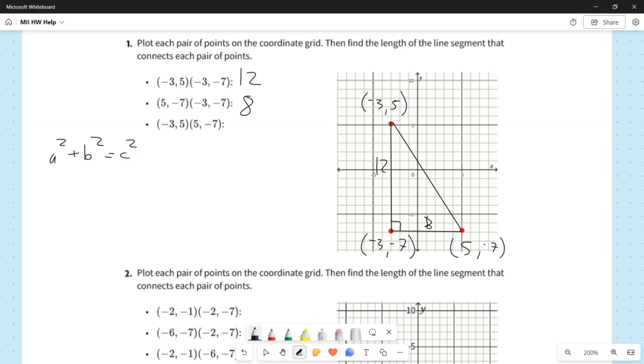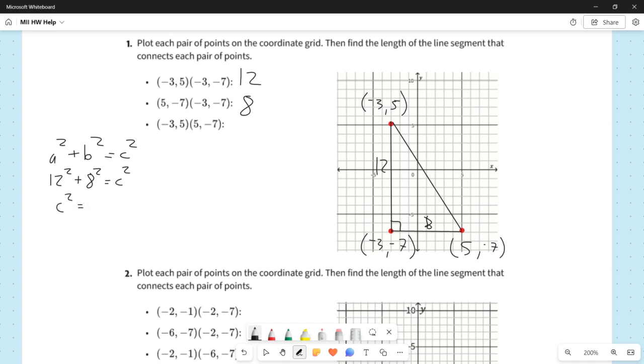A squared plus b squared equals c squared. In this equation, c must be your hypotenuse, and that just happens to be the thing that we're looking for, so we'll leave c in there. But a and b are our two legs. It doesn't matter which one's which, so we'll just say 12 squared plus 8 squared is the thing that we're looking for, c squared. I'm going to flip this equation around so that c is on the left.